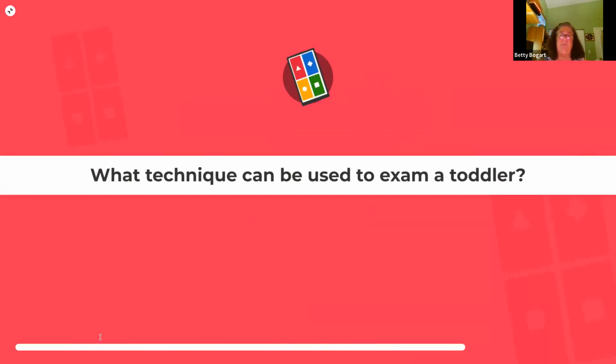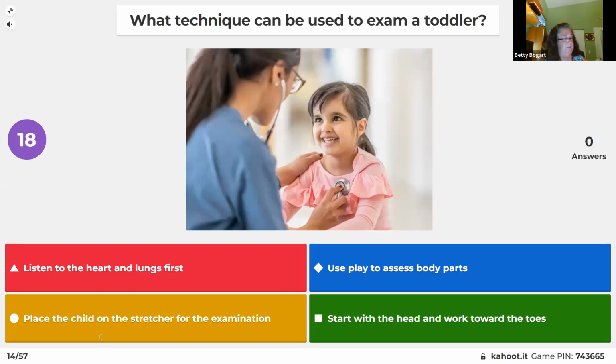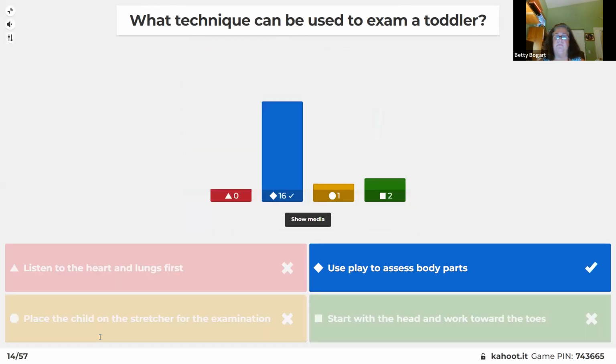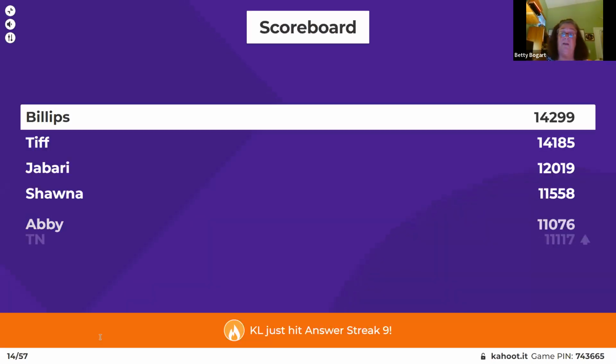What technique can be used to examine a toddler? Toddlers, ages 1 to 3. And again, use play. Where are your ears? And they put their fingers up, and you say, oh, let me look in there, and then make a game out of it. Oh, I can see to the other side. Just do things, play with them, use the body parts, and you'll be able to do a complete assessment on a toddler.